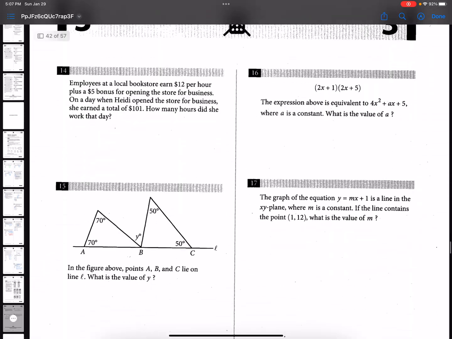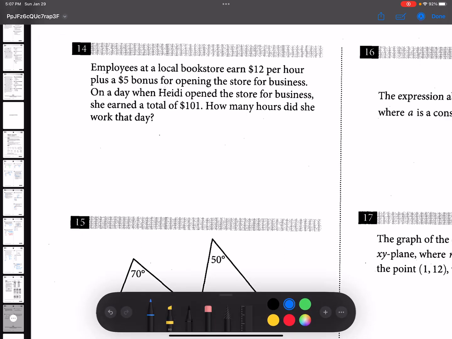Okay, number 14. Employees at a local bookstore earn $12 per hour plus a $5 bonus for opening the store for business. Well, on a day when Heidi opened the door for business, she earned a total of 101. How many hours did she work that day? Now, because she got a $5 bonus, I'm going to subtract 5 from that. So that gives us 96. So now 96 divided by 12 is 12 times 8. It's 8. So that means she worked 8 hours that day.